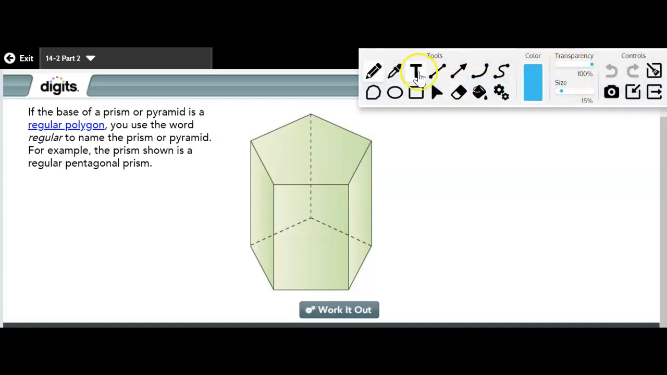So we know something is regular when, or regular means, all sides are equal and all angles are equal measure.